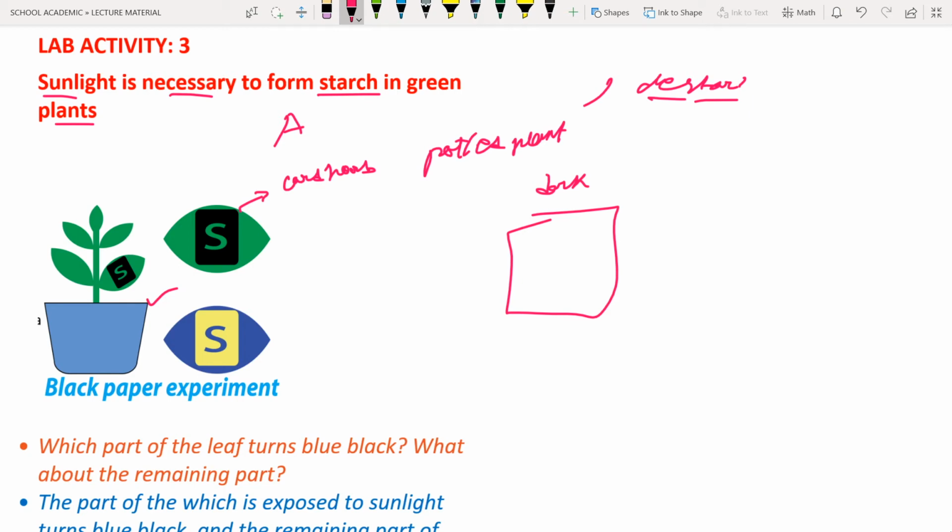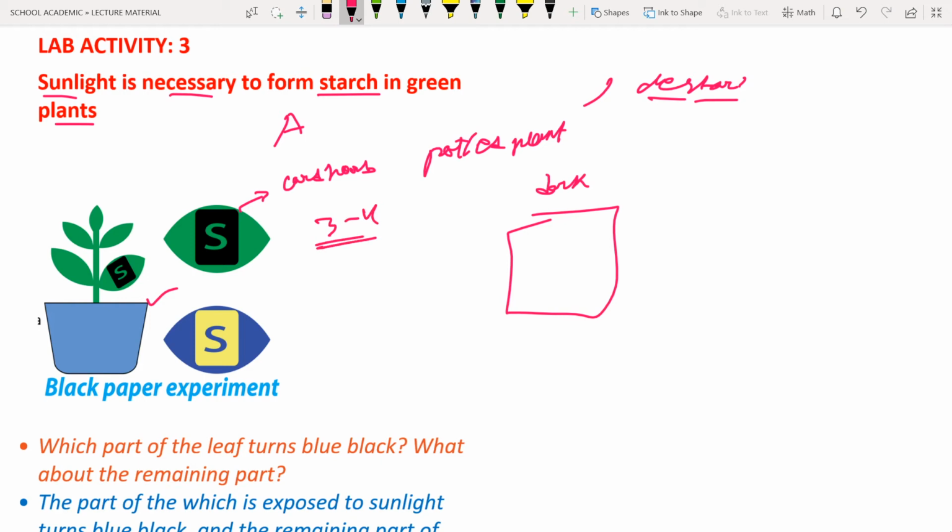So we have to fix the black cardboard with the help of paper clips onto the leaves, so that the black cardboard will not fall off. After fixing the black cardboard onto the leaf, we have to bring the whole setup into the bright sunlight. We have to keep it in the sunlight for 3 to 4 hours.